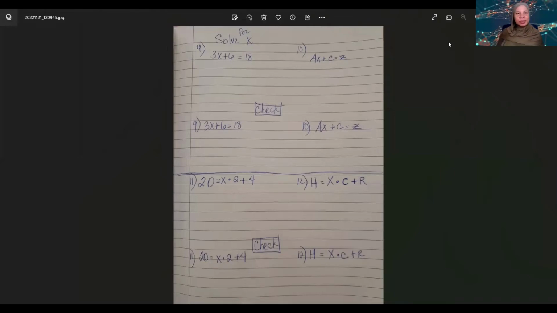Okay, so solve for X. We're on number 9, solve for X. All right, so this right here is a two-step linear equation. It's a two-step linear equation because I have two operations going on here. I have addition and I have multiplication. So that means to undo it, I have to do subtraction and division. You got to do the opposite. Since I have addition and multiplication, I'm going to do subtraction and division to get rid of it.